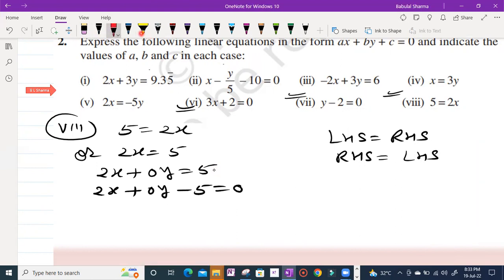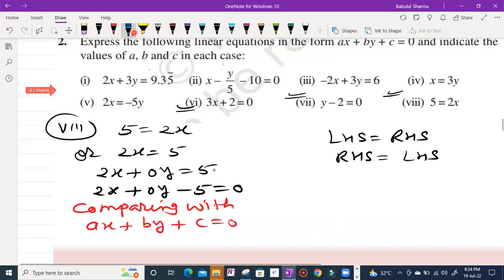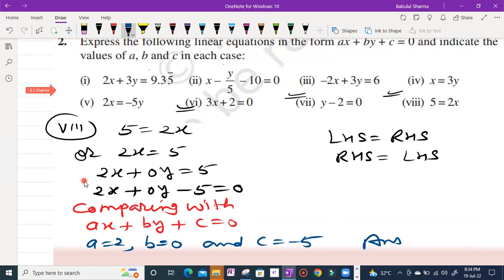Now comparing with the standard form, that is ax plus by plus c is equal to 0. We have the value of a here. See the coefficient of x, that is a, so that is 2. So a is equal to 2, b is equal to 0, and c is equal to, the constant term is -5, and this is the answer of this 8th part of this question.